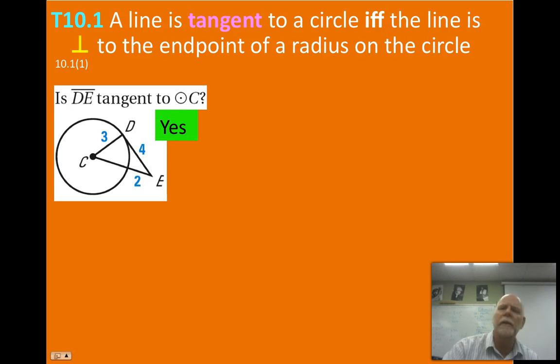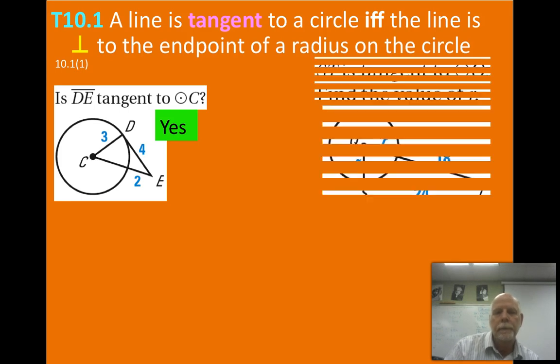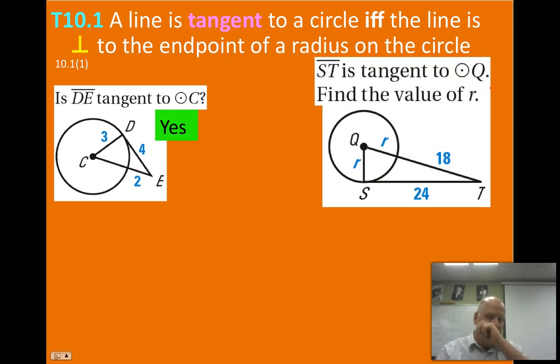Okay, so we're going to see diagrams like this over and over and over again. Notice that radius coming out to a tangent. That's always a right angle out there as long as it's a tangent and a radius, or of course a diameter, because a diameter is just 2 radii. Okay, so how about this one? It tells us that ST is tangent. That means that if ST is tangent, that forces that to be a right angle down there. Angle S is a right angle. So it's tangent to circle Q. Find the value of R.